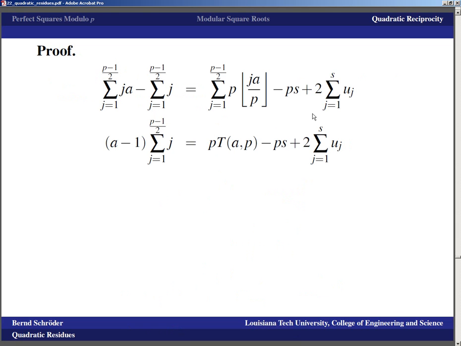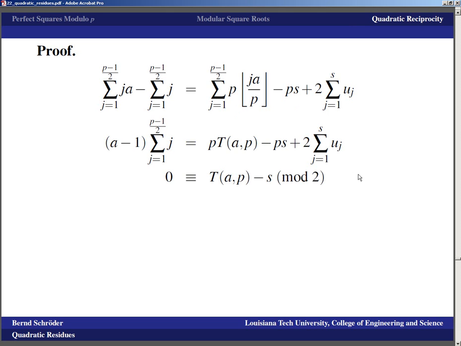And if we're looking at modulo 2, first we're going to pull things together a little bit. If I factor out an a here, I get a minus 1 times the sum of the j's is equal to, if I pull out the p, I end up with the remaining sum being t of AP. That's how t of AP came into being, presumably. And then we've got the PS and 2 times the sum of the UJs.